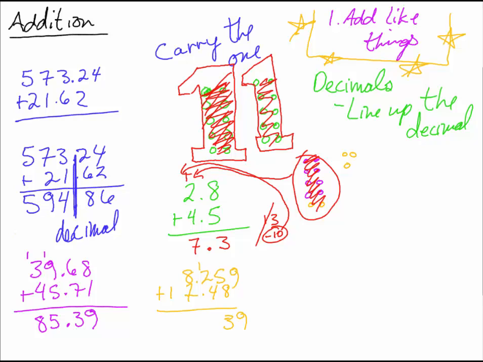And then we get to add the others. 1 plus 2 is 3, plus 4 is 7. 8 plus 7 is 15, so that's 5. And carry 10 of those to make a 1. 1 plus 1 is 2, 25.739.